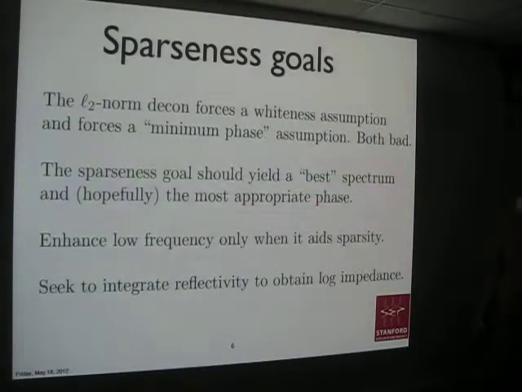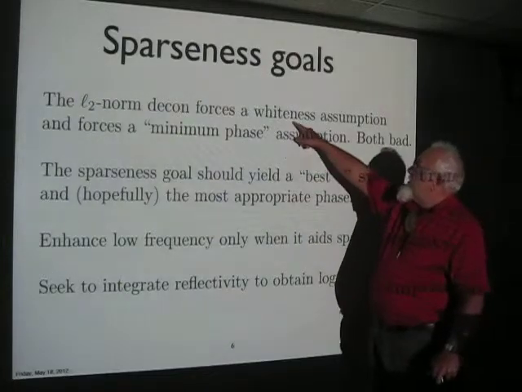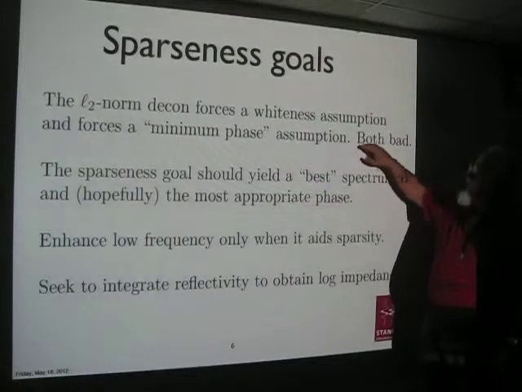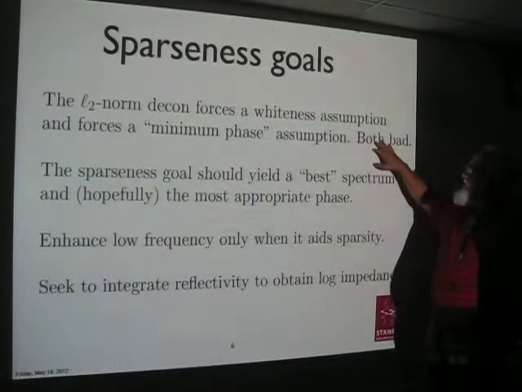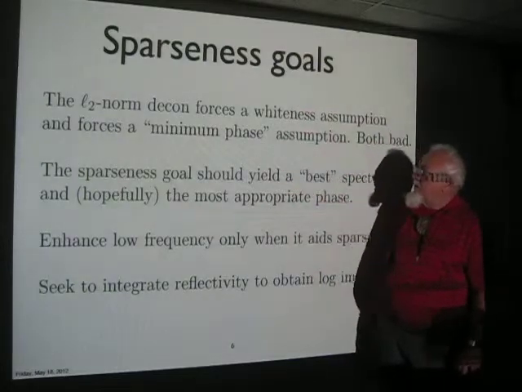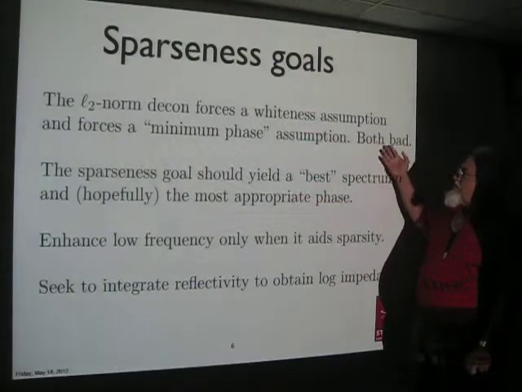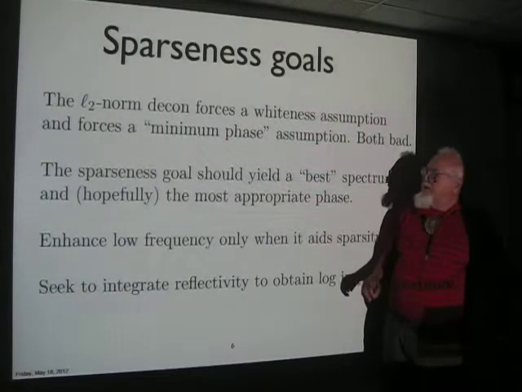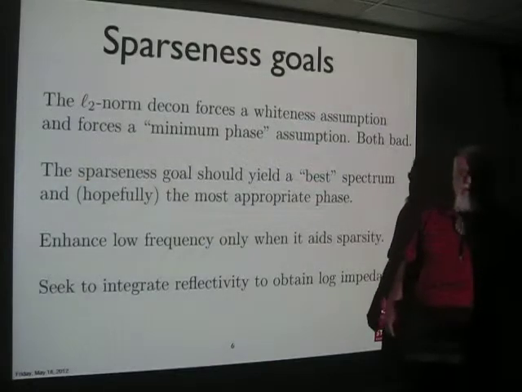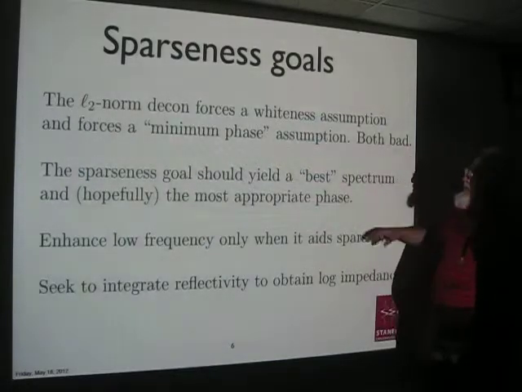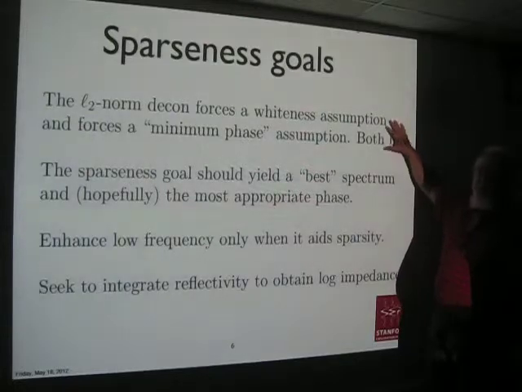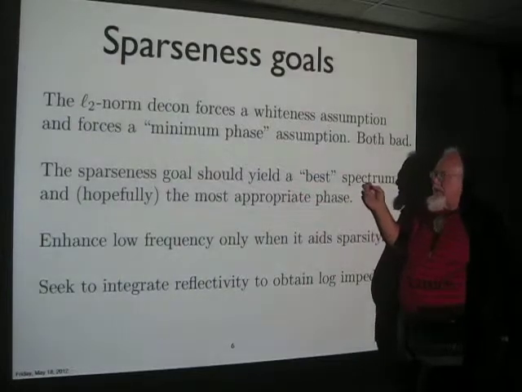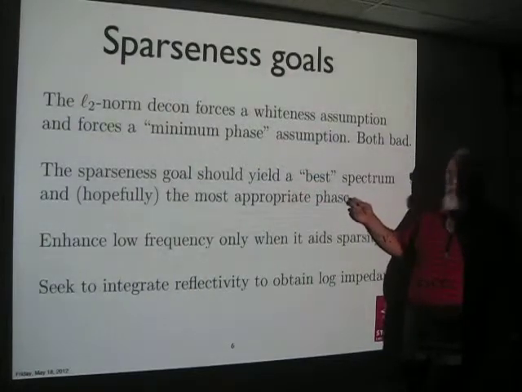Okay, so sparseness goals. The L2 norm forces whiteness, a whiteness assumption, and it forces a minimum phase assumption. And I'm claiming both of those are bad assumptions. From my first talk, you get the feeling for why the minimum phase assumption is a bad one. And the first talk still is assuming that you want a white output, and clearly you don't. You don't want to see the Nyquist frequency in your output, and you don't know how much to crank up the low frequencies in your output. So I'm hoping that seeking sparseness instead of whiteness is the thing to do. So the sparseness goal should yield a best spectrum, and hopefully it's going to also give us the best possible phase.